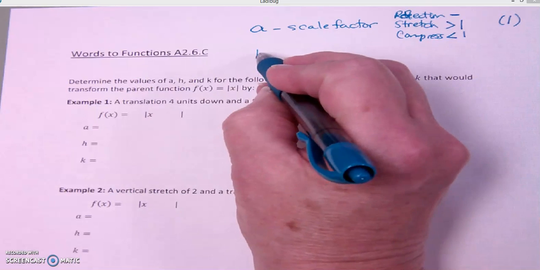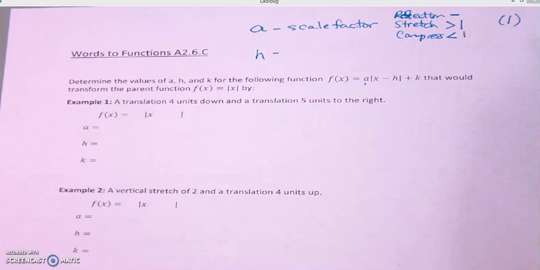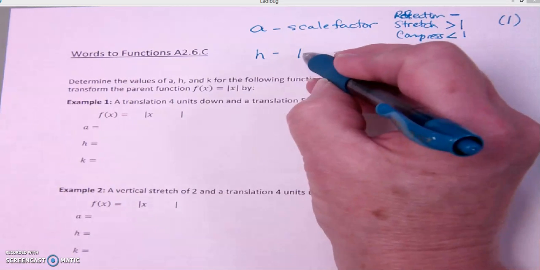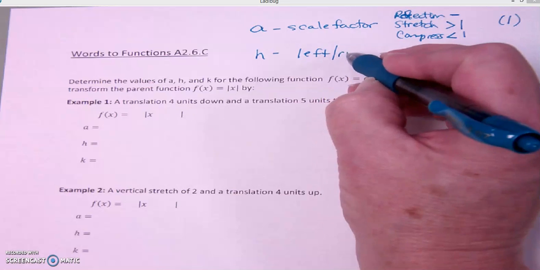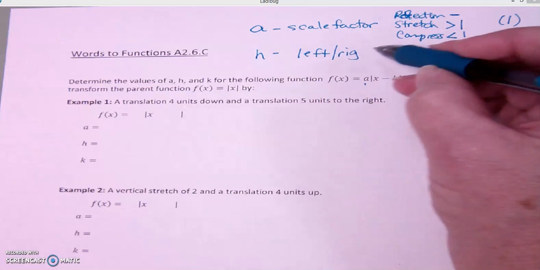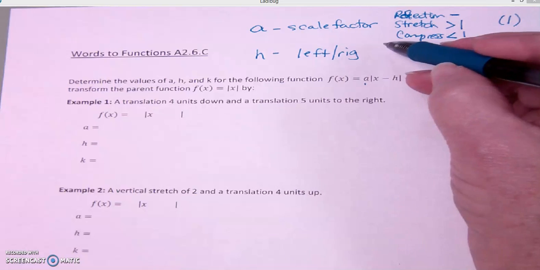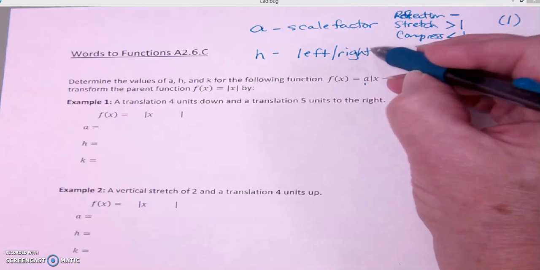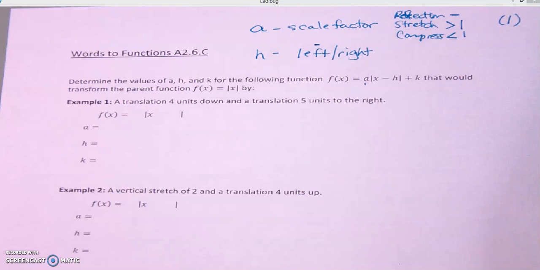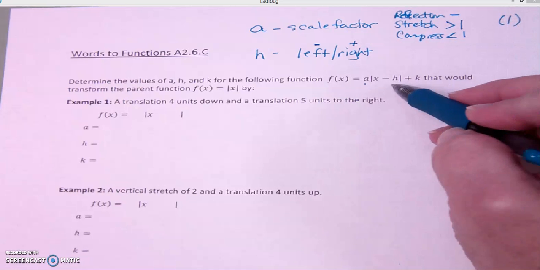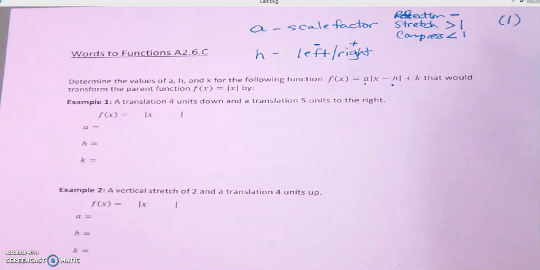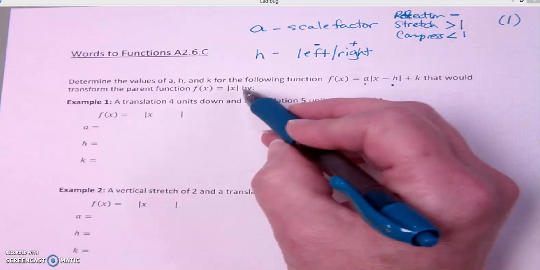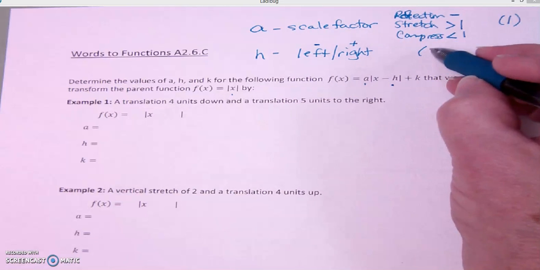So the h, you're going to look for words for left or right, whether you have a translation of so many units to the right or to the left. So your h is going to be negative if you go to the left, and it's going to be positive when you go to the right. Now when you put it into your equation, it's going to look opposite from that. So remember that. If you don't have anything, if you just have x, then that h is understood to be 0.